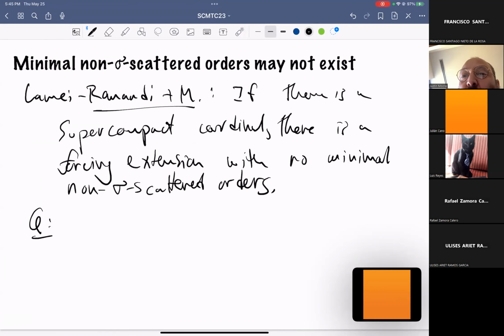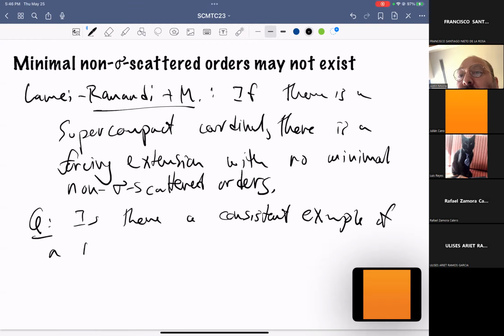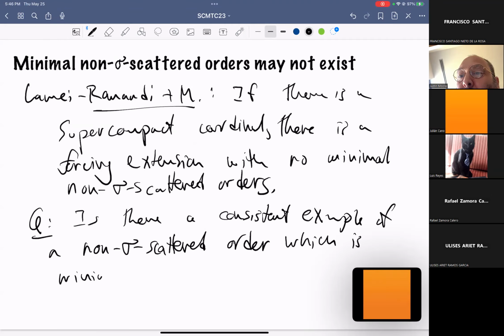And in particular, it's a question, is there a consistent example of a non-sigma scattered order which is minimal and has cardinality kappa? Say kappa plus, which is greater than aleph 1.